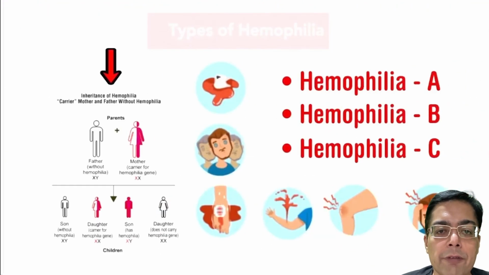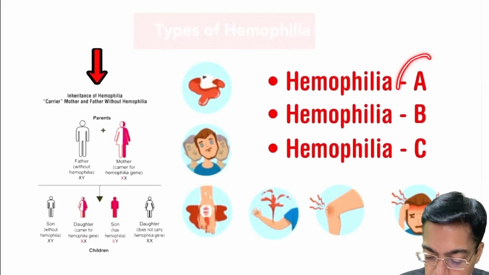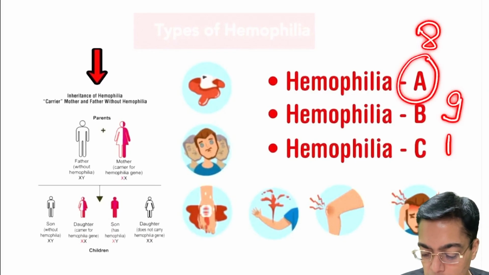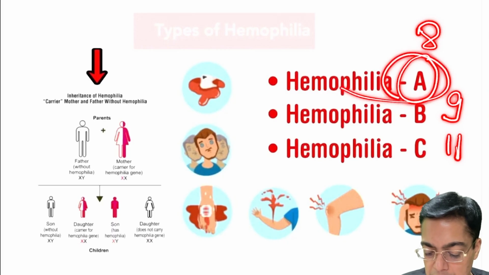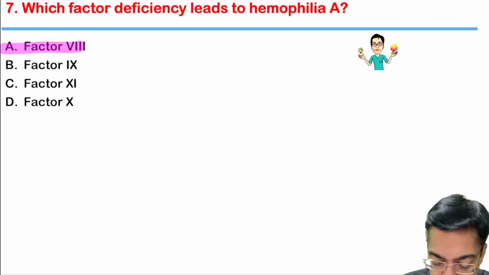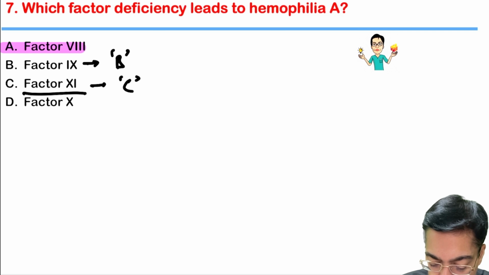The next one, which factor deficiency leads to hemophilia A? So if you recall this, hemophilia A has a sound of 8, B was 9, C was 11. So A is 8, that is also called classical hemophilia. Hemophilia A is going to be seen because of factor 8 deficiency. That is what you need to remember over here. Factor 9 deficiency is hemophilia B. Factor 11 deficiency is hemophilia C.